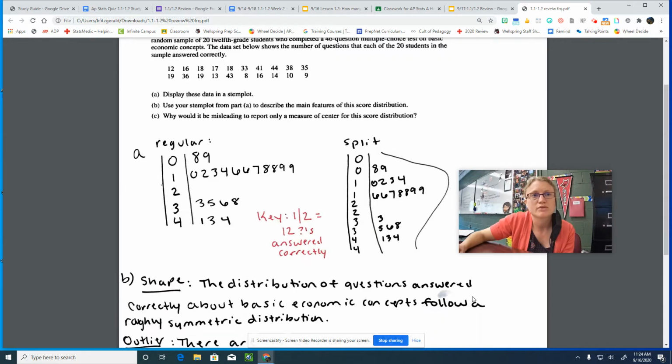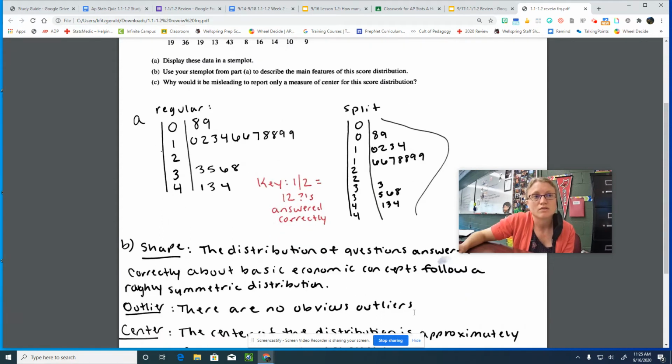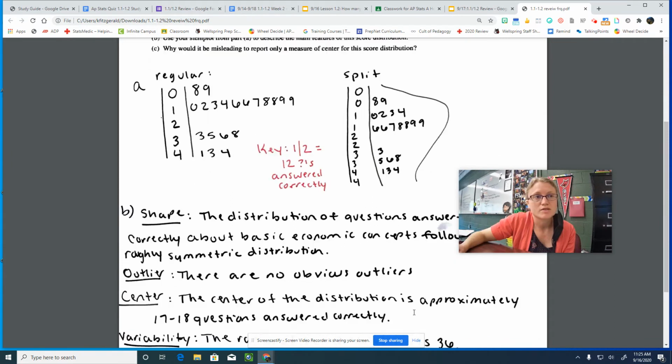So for part B, when we're describing that, I would look at my distribution. You can kind of see it with the regular stem plot, but that 1's row is just kind of long, so it distorts the shape a bit. But it's roughly symmetric. So making sure you're using those LY words like roughly symmetric, approximately symmetric, things like that. So we would say the distribution of questions answered correctly about basic economic concepts. That is my context. So if I establish it there, I'm good to go. And then I just got to name my shape. So this is symmetric.